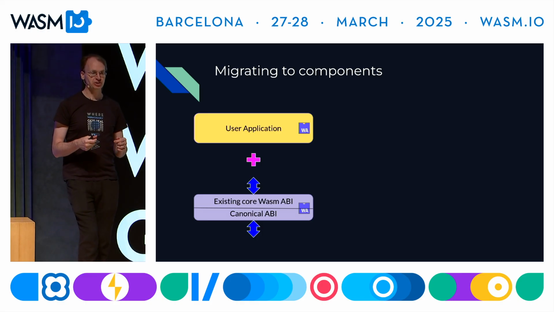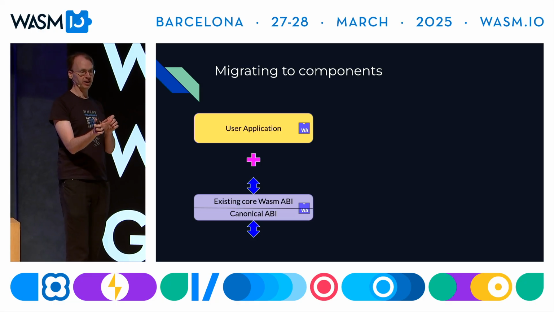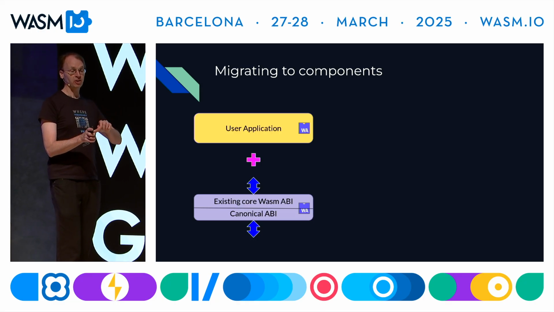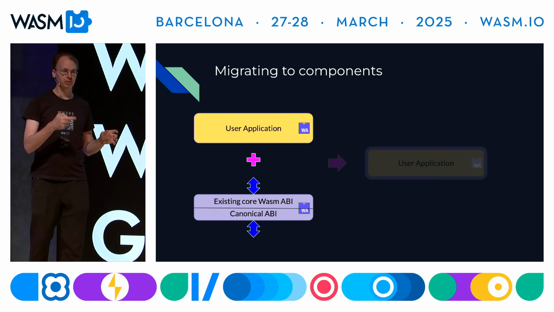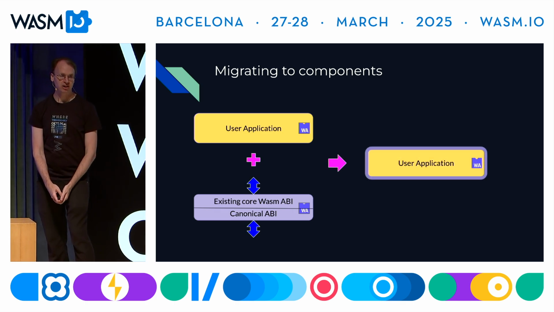So we can use that component to link with user applications, which are core Wasm, link it with this adapter, which is on one side the core Wasm API for Fastly user API, and on the other side the canonical API, and we can link the two things together to make a component. So in this way, we can migrate all existing user code to component form.